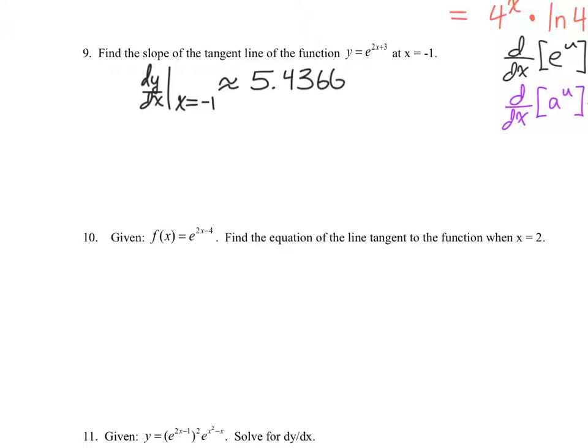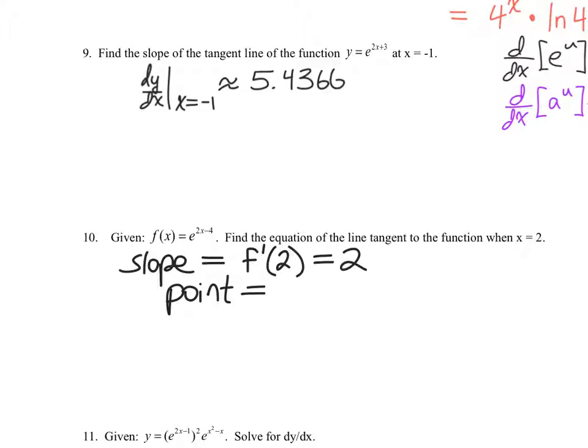So same process, this time at the x value of 2, clean numbers, nice. So I know my slope is 2. So that's f prime of 2 is equal to 2. The coordinate is 2, 1.